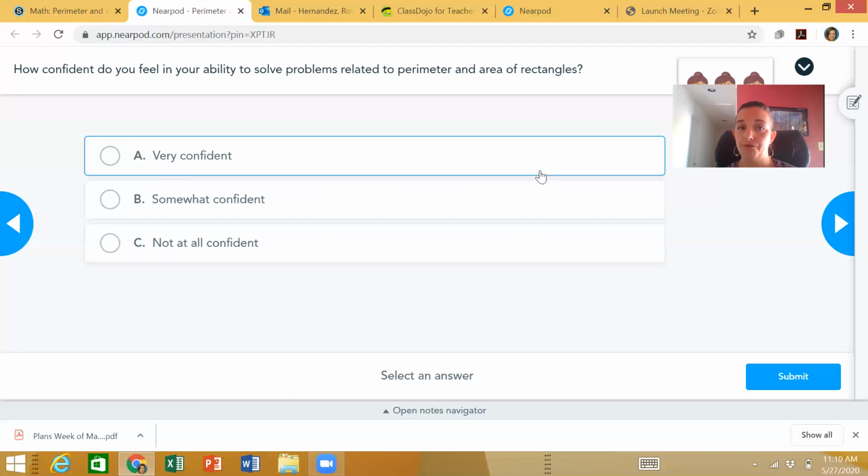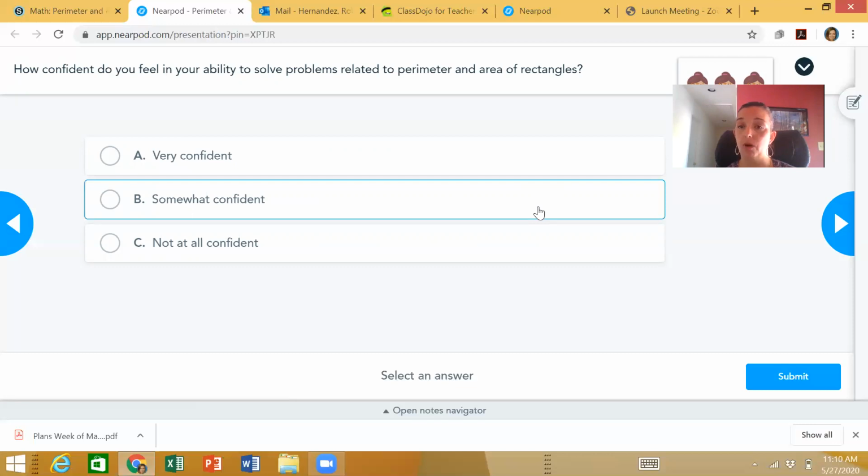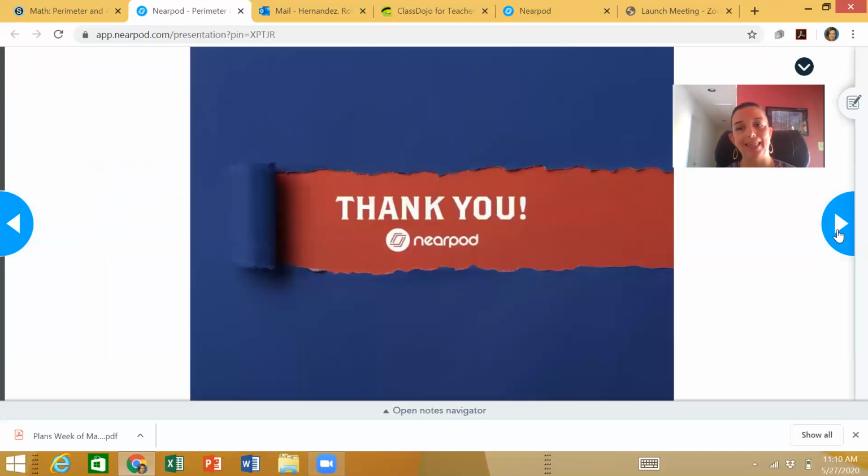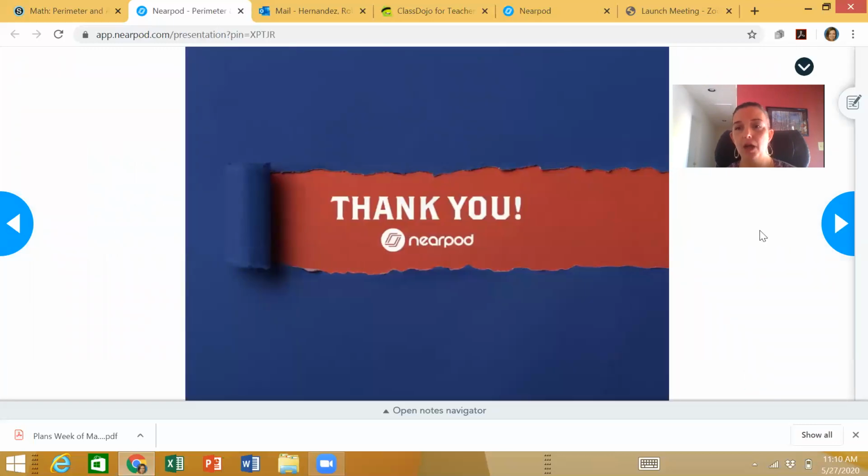How confident do you feel? You're either going to put you're very confident, somewhat confident, or not at all confident. And how confident do you feel in your ability to solve problems related to perimeter and area of rectangles? Make sure you submit your response before you go to the next slide. And then it's going to say thank you, okay? All right, so make sure that you submit on the slides and we will see your results right in our Nearpod accounts, and we will see you later.